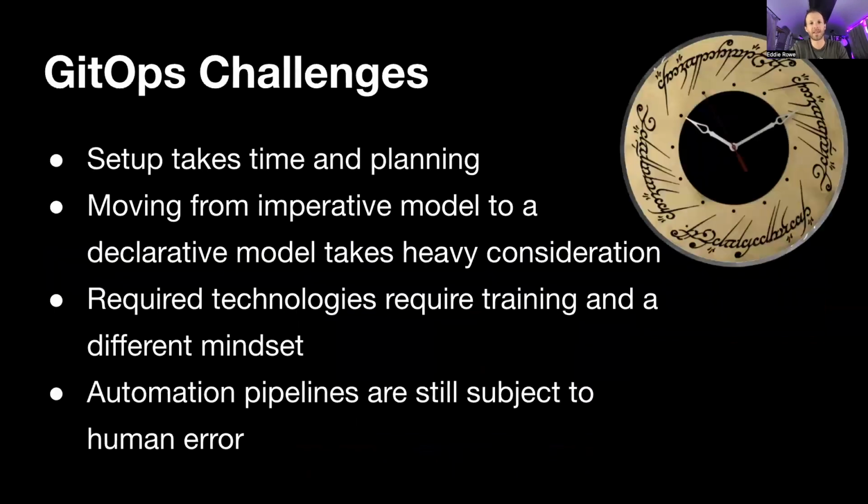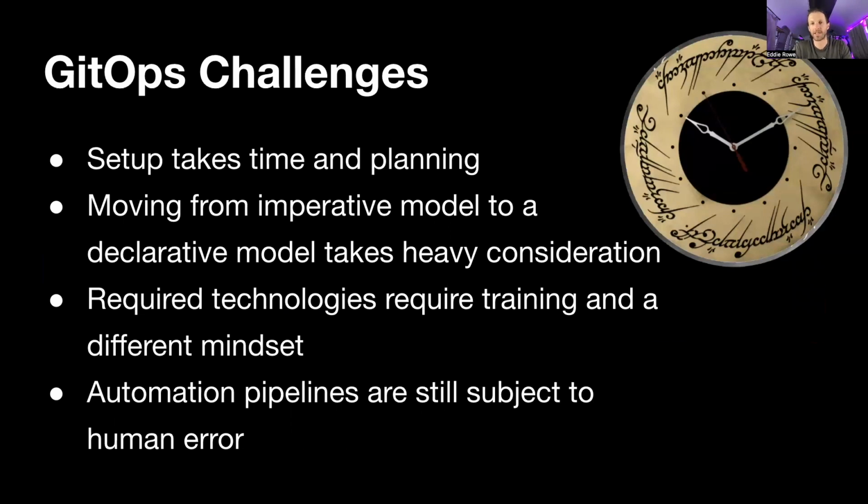So this may sound like the ideal state, but the life of one dwelling in Middle Earth is not free from stress and worry. These are some of the challenges that the GitOps methodology faces. Setup takes careful time and planning. Moving from the imperative model to a declarative model takes heavy consideration. And the more legacy systems and services that an organization has to move over to this model, the more time it will take.